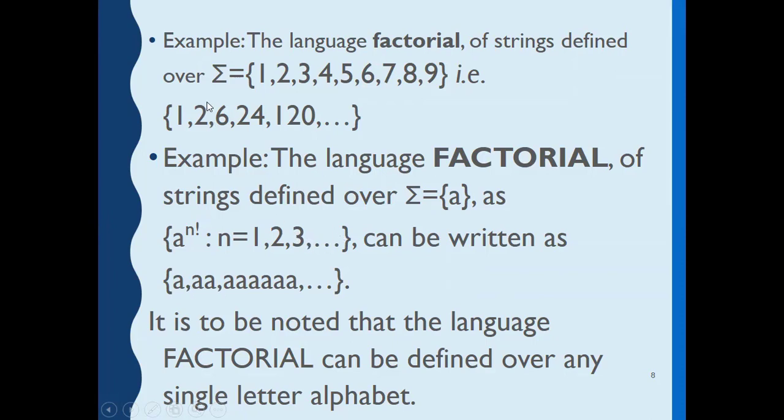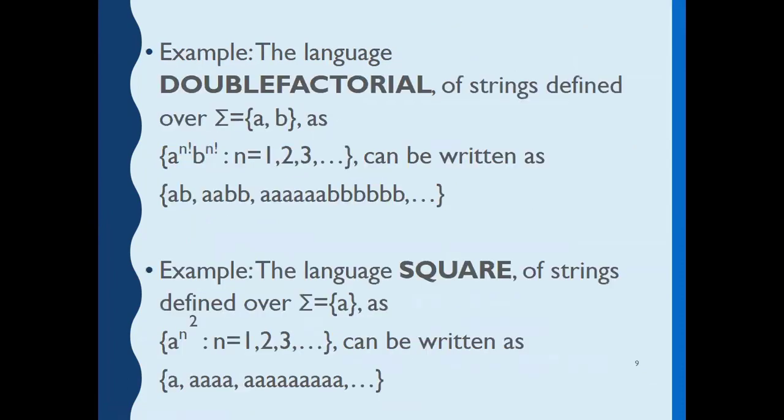The answer of factorial of 3 is 6, so we will have 6 a's. The answer of factorial of 4 is 24, so we will have the next word with 24 a's, and so on. So it is important to note that the language factorial can be defined over any single letter alphabet. So we can avoid the confusion in calculating the factorial of that number.